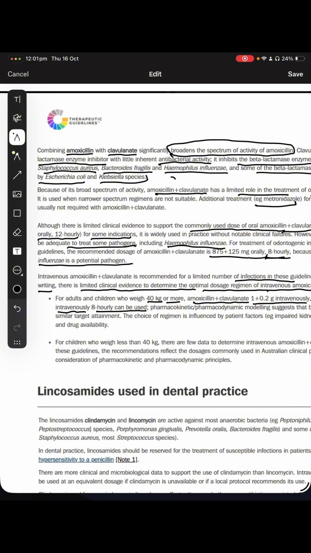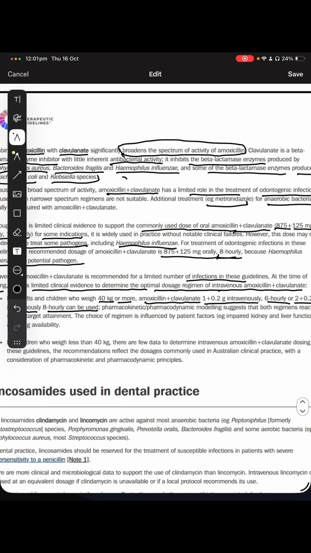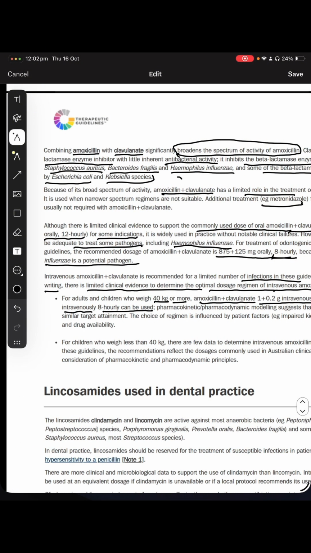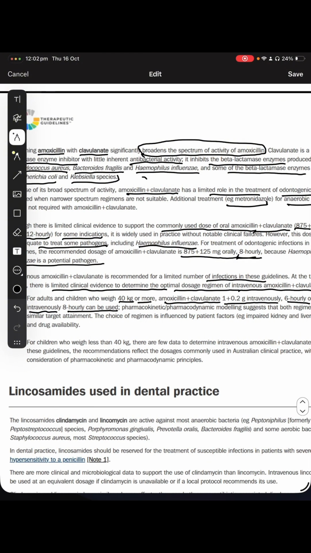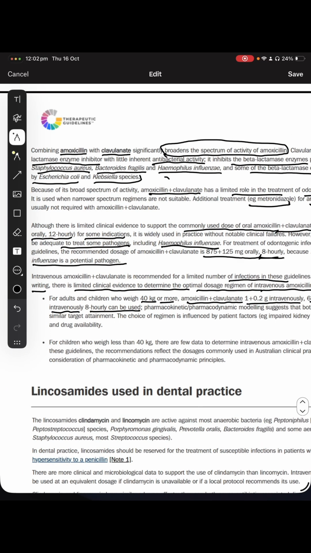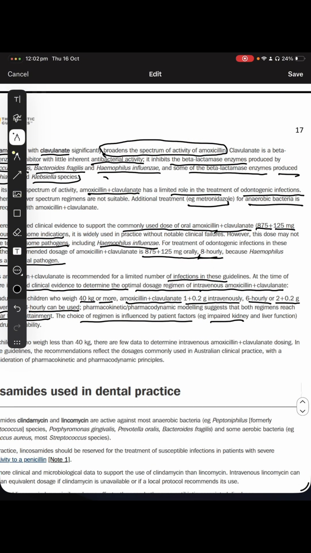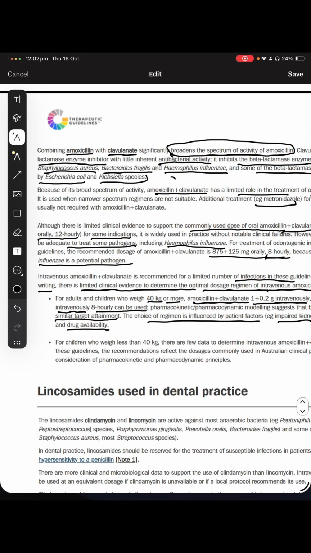So if children or adults weigh 40 kg or more, amoxicillin plus clavulanate 1 plus 0.2 gram IV 6 hourly or 2 plus 0.2 gram IV 8 hourly can be used. And we are talking about IV here. Pharmacokinetic pharmacodynamic modeling suggests that both regimens reach similar target attainment. The choice of regimen is influenced by patient factors, for example, impaired kidney and liver function, and drug availability.